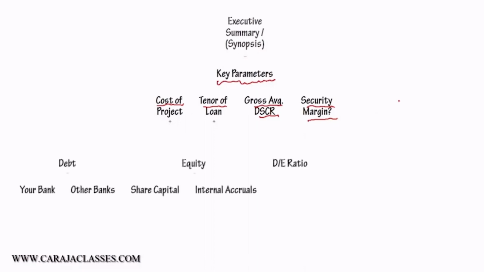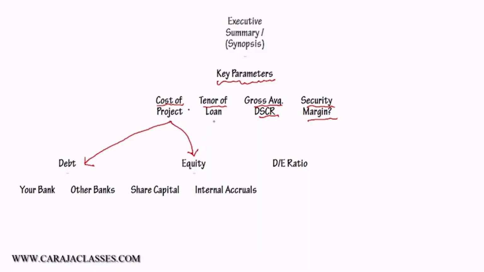Then key parameters related to the project which are going to be taken up with the term loan will be captured here. That is, what is the cost of the project, what is the tenor of the loan, what is the gross average DSCR, and what about the security margin. So these four will give the overall view, or let's say bird's eye view, of a project. When it comes to the cost of a project, how much of this project is funded by debt, how much is being funded by equity? That's what bankers are interested in knowing.